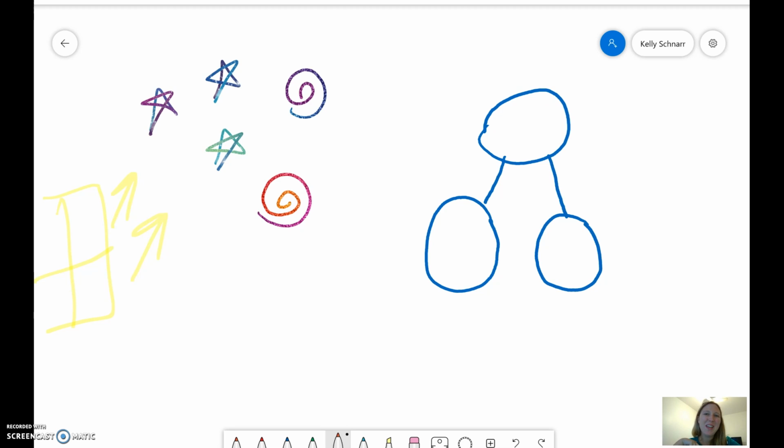How could I show that in a number bond? Well, let's think about it. How many objects did I see in all? Well, I saw 5 objects in all. So I could put my whole as 5.